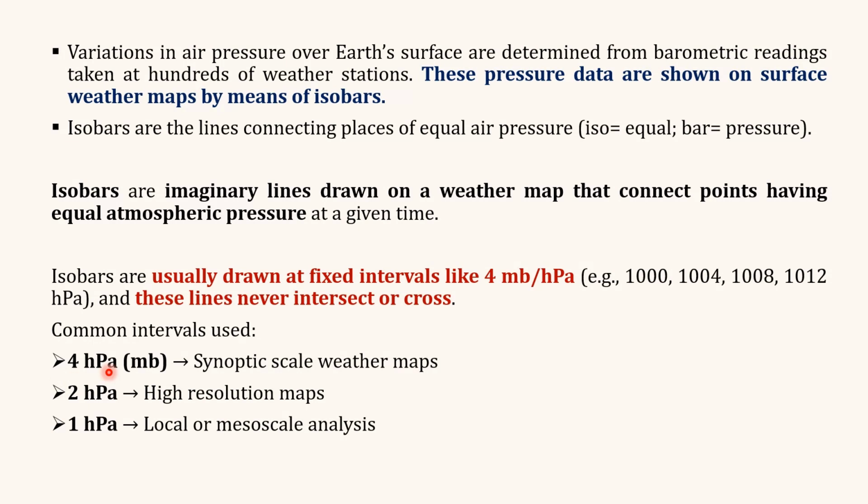An interval of 4 hectopascal or 4 millibar is used for synoptic scale weather maps. An interval of 2 hectopascal or 2 millibar is used for high resolution maps, and an interval of 1 hectopascal or 1 millibar is used for local or mesoscale analysis.